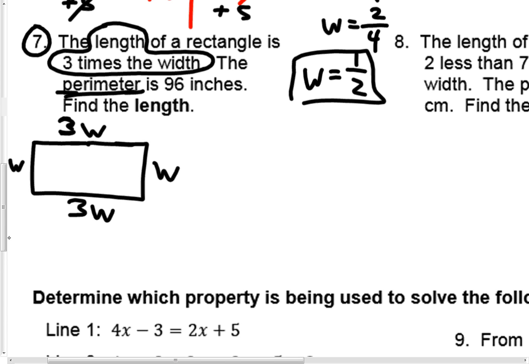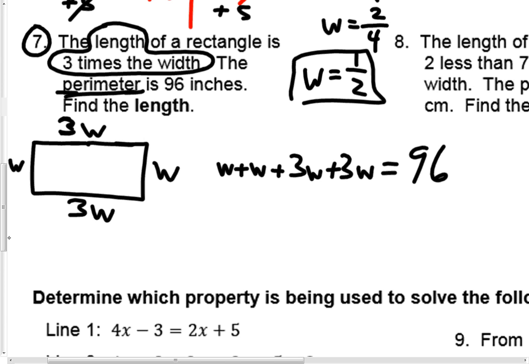How do you find a perimeter? That's area. What do you do with it? Oh, wait, I mean, 2L plus 2W. Since we're not using L, all we need to do is this, right? Isn't perimeter just adding up the outside? Yeah. What is the perimeter in this problem? 96 inches. So you already know that. There's your equation. You have to make up the variables.